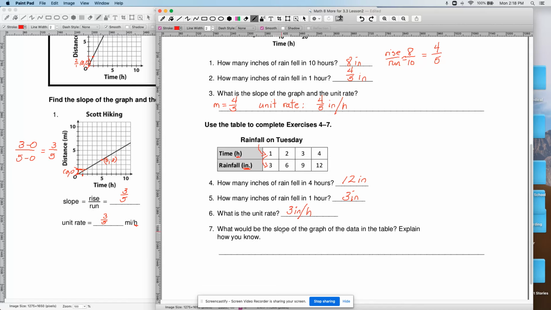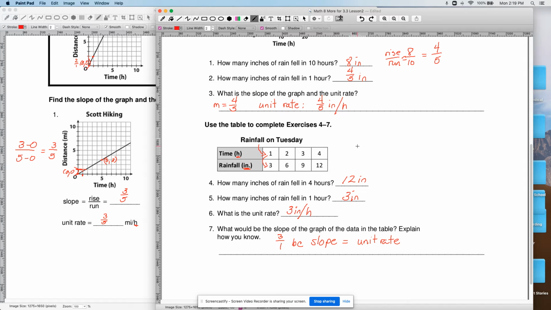What would be the slope of this graph? So if we use this data and we graphed it, what would be the slope? And then explain how you know. Well, I know the slope would be 3/1 because, I'm going to use BC for because, slope equals unit rate. And we know the unit rate is 3. So 3 inches over 1 hour is going to be the same as the slope.